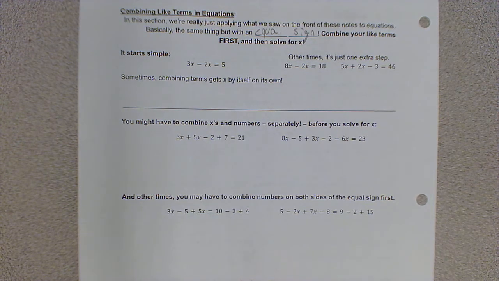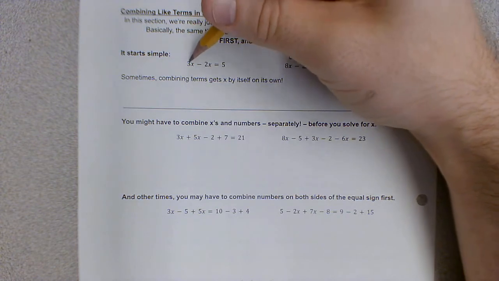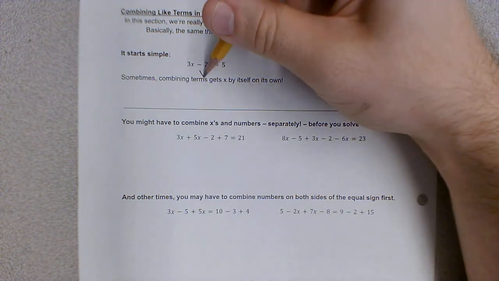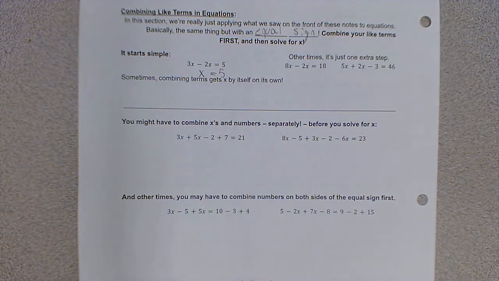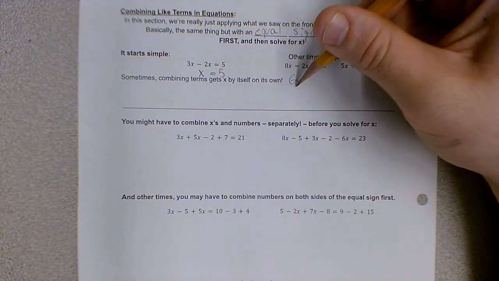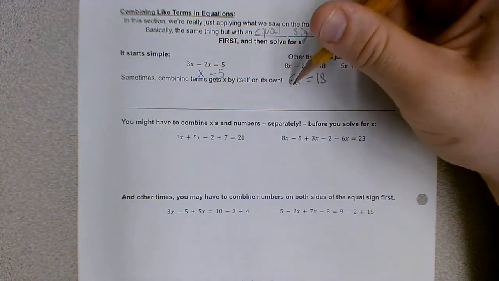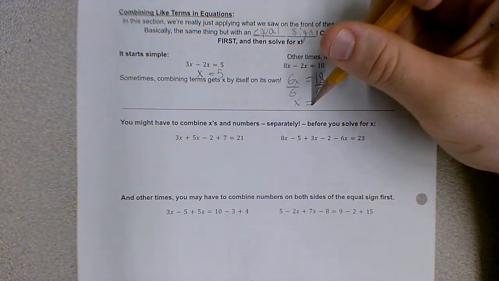Sometimes it's simple. Combining like terms is all you need to do to get x by itself. Like here, when I do 3x minus 2x, I just get x. And I know that x equals 5. Other times, combining like terms is just an extra step. So we do 8x minus 2x, giving me 6x equals 18. Then I divide both sides by 6. And I find out that x equals 3.